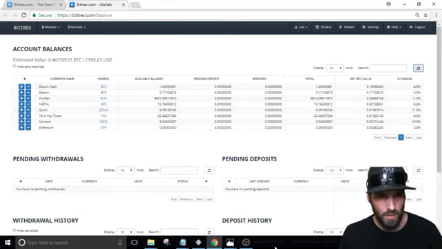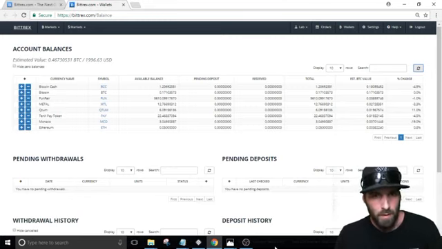So today I just want to talk a little bit about where to put your settings for different pairs on Gunbot.